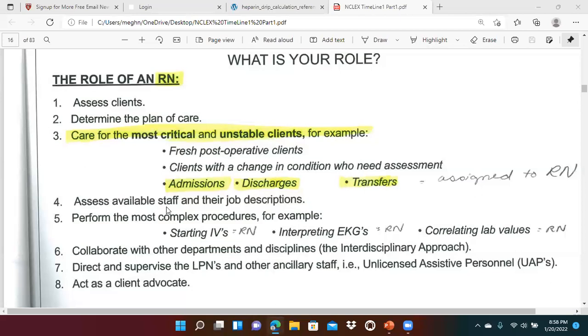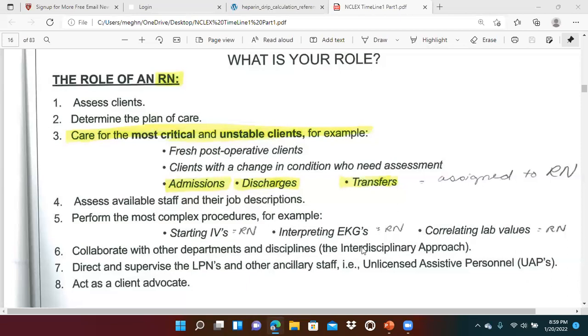Assess available staff and their job descriptions. Perform the most complex procedures, for example, starting an IV or interpreting the electrocardiogram, EKG or ECG, also correlating the lab values. Collaborate with other departments and disciplines.